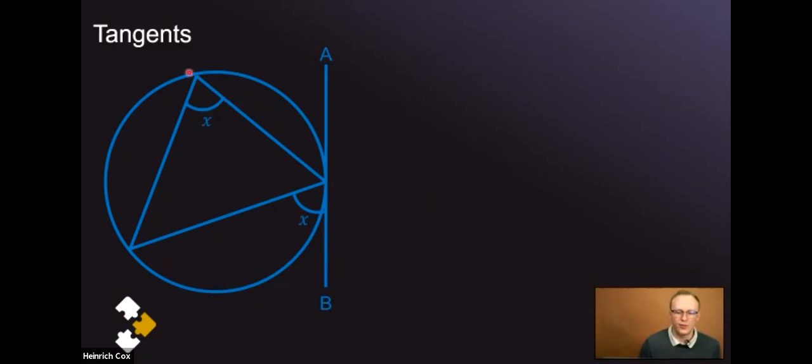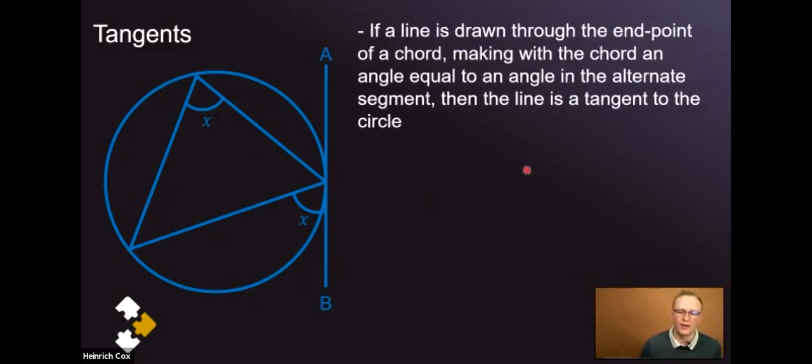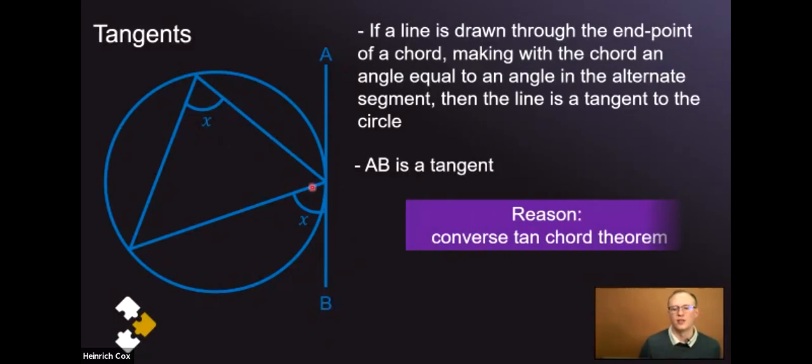And if you've got these 3 points on the circle, then you can infer or conclude that this AB is a tangent, right? So from what's given, if you can show that that X is equal to that X, then you can conclude that AB is a tangent, and the reason is going to be the converse of the tan chord theorem.